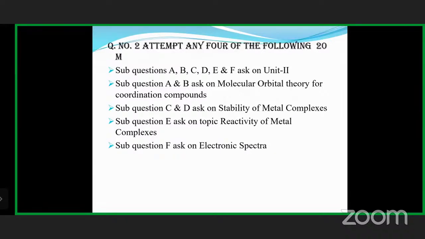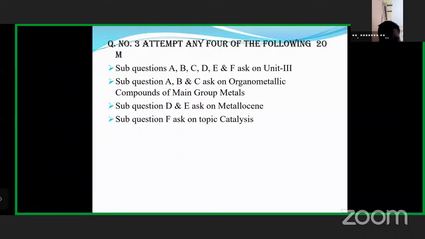So you have to focus more on the molecular orbital theory for coordination compounds, as two questions are asked on that topic, and two questions on the stability of metal complexes, and one each from reactivity of metal complexes and electronic spectrum. So this is the weightage. Now again, question 3 is descriptive type. Attempt any four of the following, total 20 marks. Sub-questions are the same as in 1 and 2, A, B, C, D, E, F, and you have to solve any four. So here you have a choice.